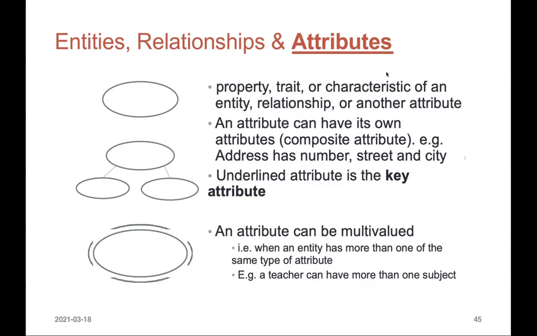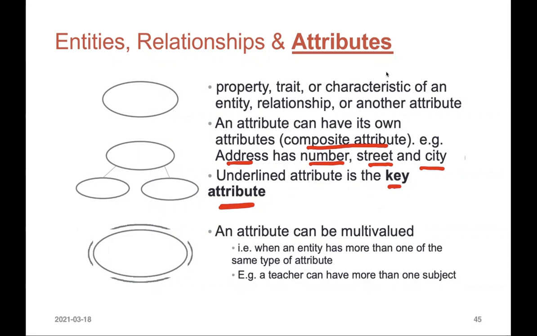An attribute can have its own attributes or could even have composite attributes. So an address attribute could have a number, a street, and a city, and later a street could be defined by a name or a number. So it could be a single attribute or it could be composite attributes. Also, underlined attributes are key attributes.